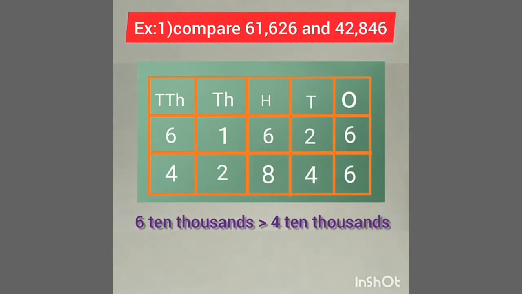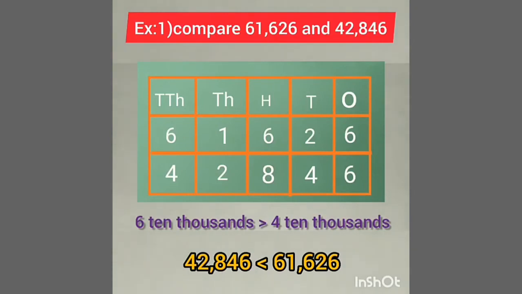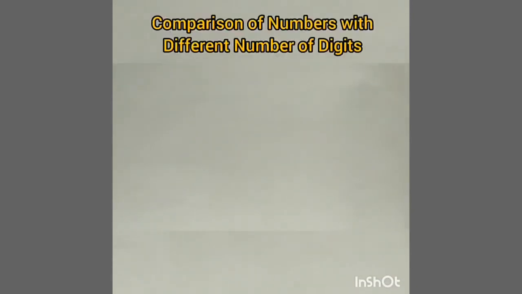So which is the greatest number? 61,626 is greater than 42,846. Like this we have to compare when the numbers have the same number of digits. Okay children, did you understand everybody? Now let us do another model, that is comparison of numbers with different number of digits. Before that we did the same number of digits, and now we do different number of digits.